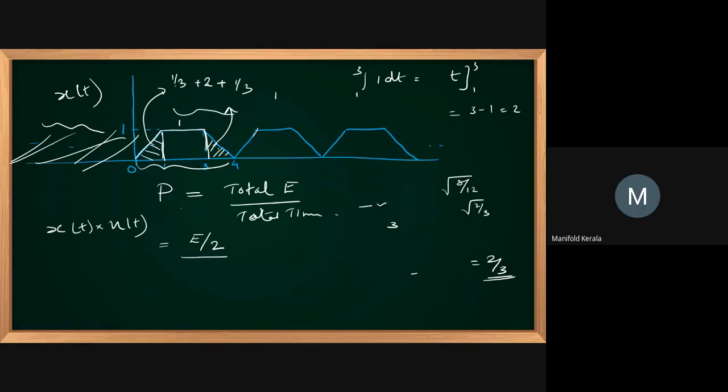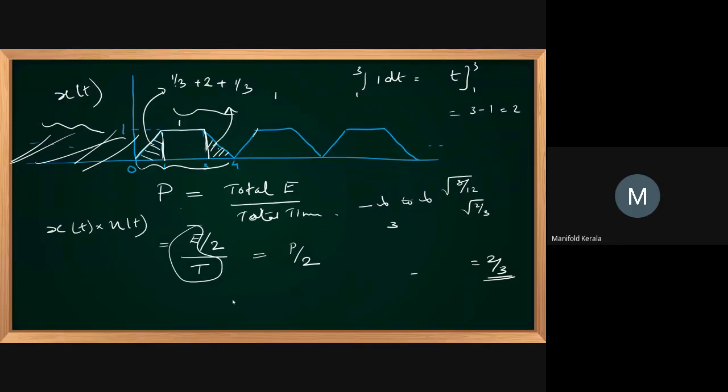Total time is always from minus infinity to plus infinity. That is by definition total time. So total time is remaining the same, which means my power, which was actually E by T, will now be E by 2 divided by T, which is equal to P by 2. This is the idea behind multiplying by u of t, giving you power equal to P by 2. If your power was initially P, if you multiply any waveform with u of t, then naturally power becomes P by 2. Is that clear? So that is one point which you need to learn about power.